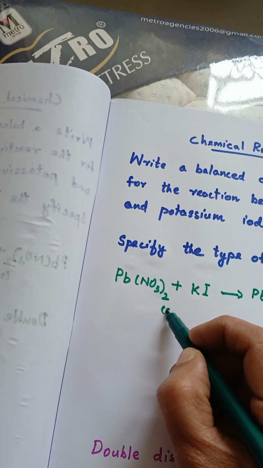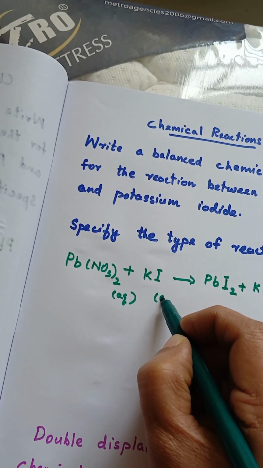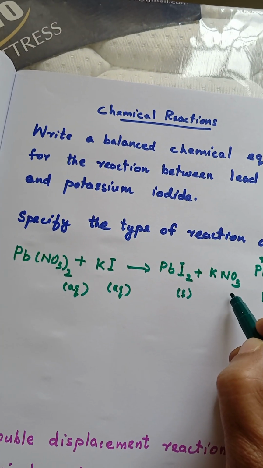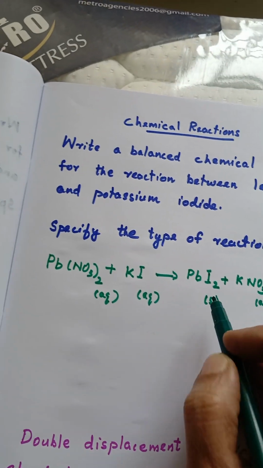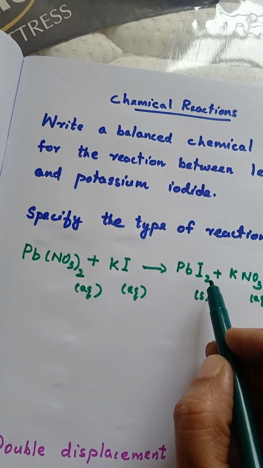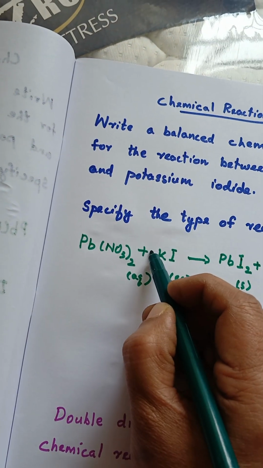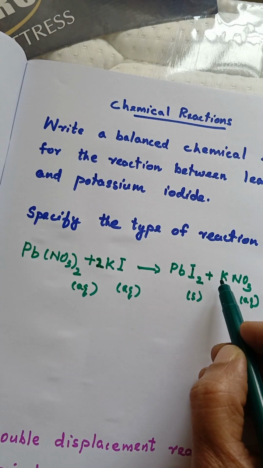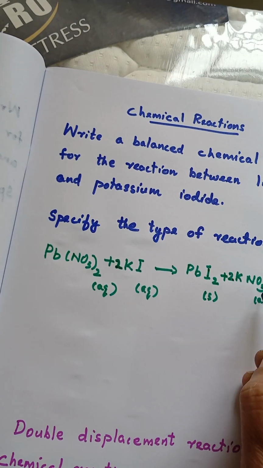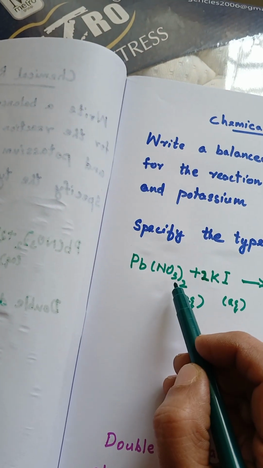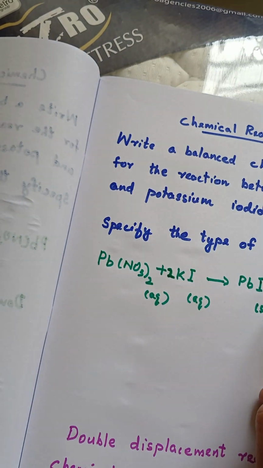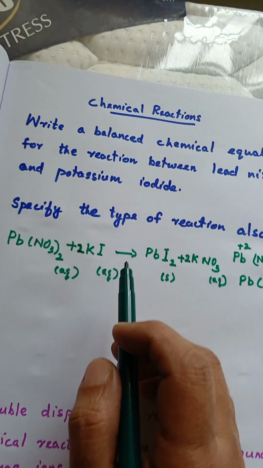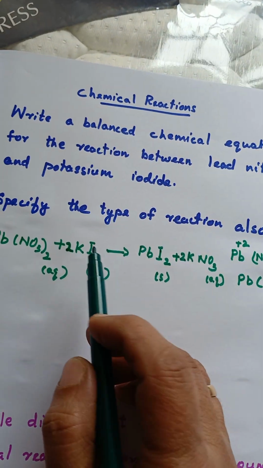Now this is in the aqueous state. This also aqueous. This is a solid and this is aqueous. This is not balanced. PbI2, there are 2 iodines. So we will put a 2 here, 2KI. Now 2 potassiums. Here there's only 1, so we will put a 2 here. Now nitrates are also 2, NO3 twice. Pb1, K2, I2. Okay. Now that is balanced. So this is the balanced equation for the reaction.